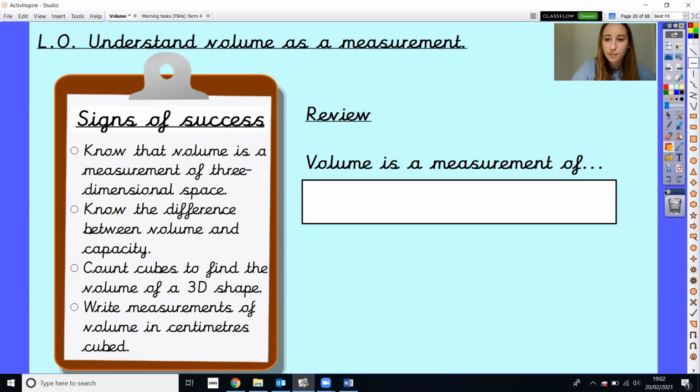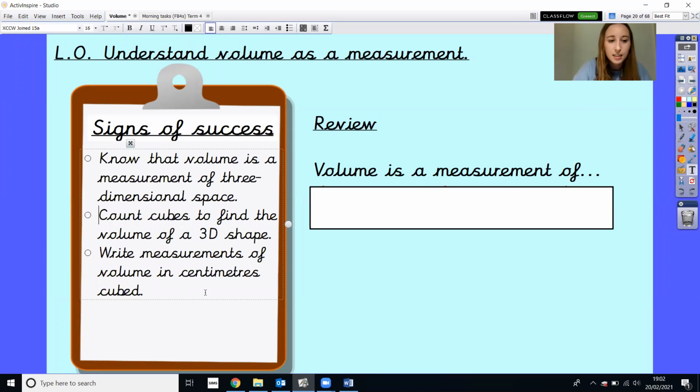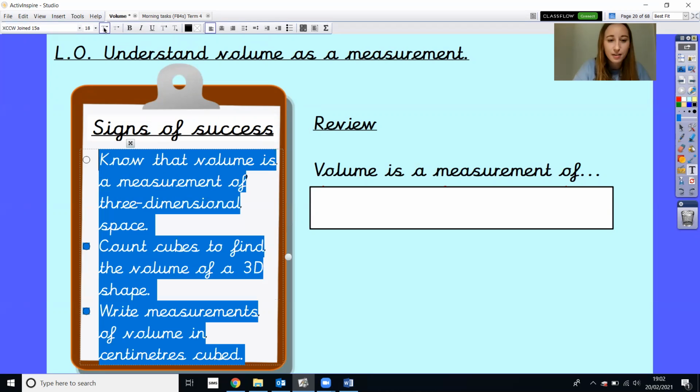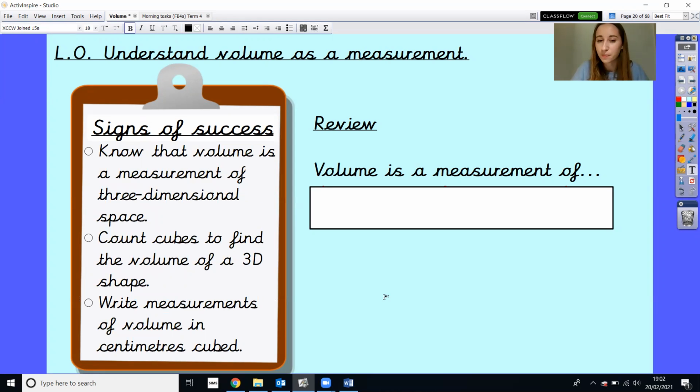Oh, I've changed my signs of success on this slide. We'll get rid of that because that's for a different lesson. So were you able to count cubes to find the volume of a 3D shape? And were you able to write measurements of volume in centimetres cubed? And what I'd like you to think is whether you could finish that sentence off. What is volume a measurement of?